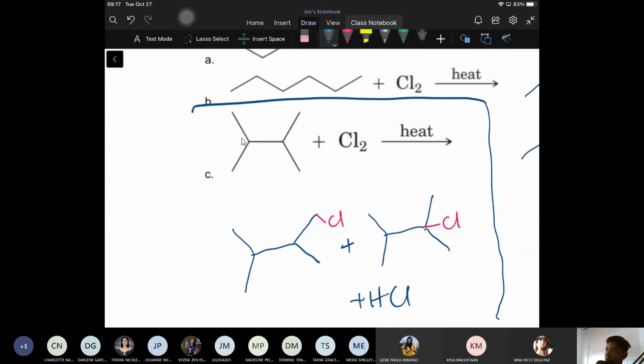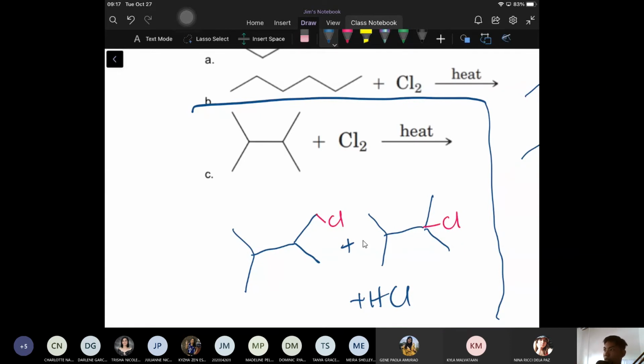Pag nilagay ko po dito yung Cl, is that a different compound? No. Ito pa rin yan. You just reverse the molecule. I-flip mo lang yung molecule mo. So, they are still the same. Okay? So, always, it is important for you to check if kapag flip mo yung molecule, magkaiba sila. If they appear to be the same, then same compound yan.